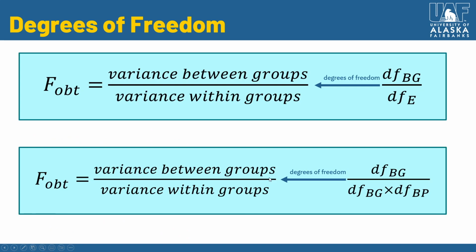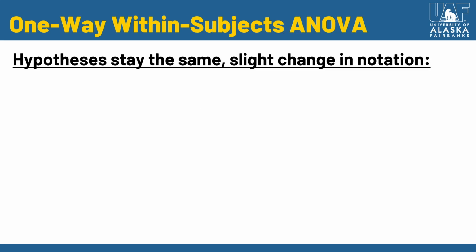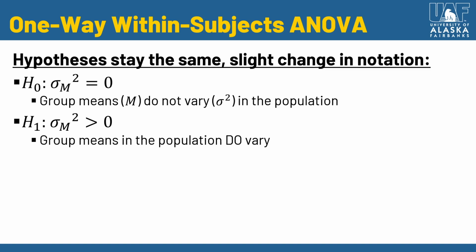Okay, so similar to before, just a little visual aid here to hopefully help understand where the degrees of freedom are coming from, or which variants they're sort of mapping onto, so to speak, or that they're connected to. So moving forward through some last logistics, hypotheses stay the same, slight change in notation. So now we use big M here instead of mu.